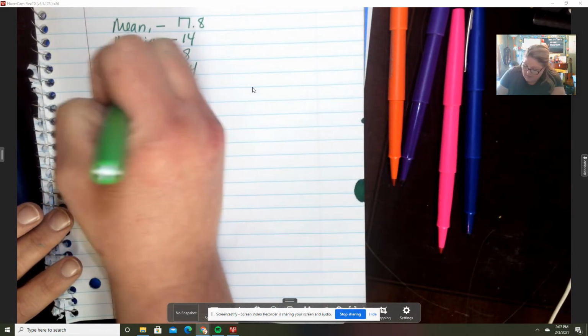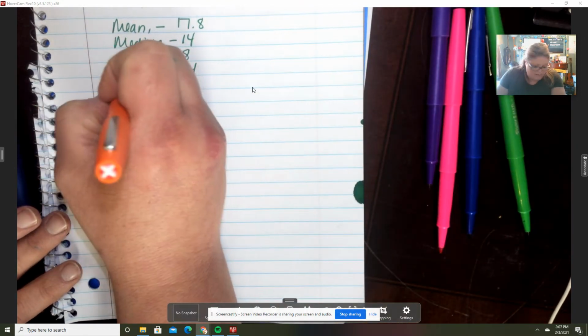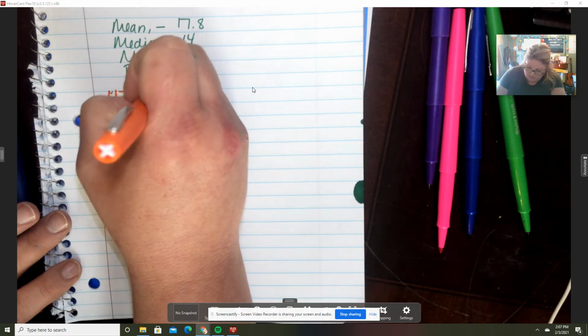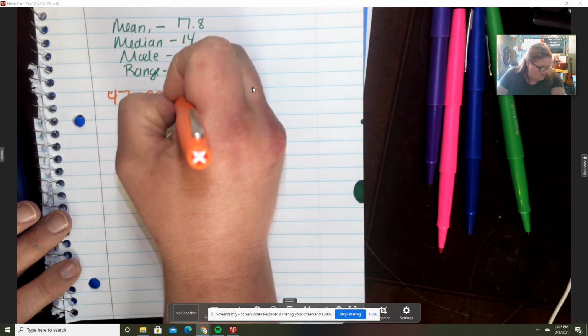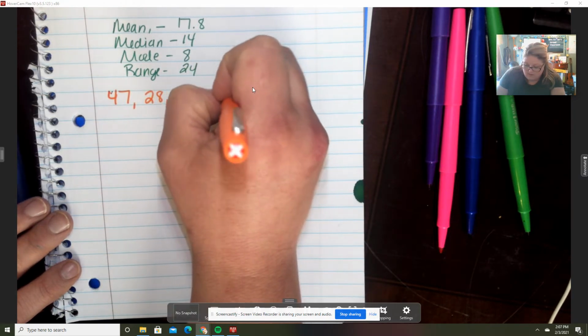Because if you put 0, that would be like having another number in the set. That would be saying that the number 0 would be the mode. And that would be inaccurate. It wouldn't be correct. So you would want to put none.